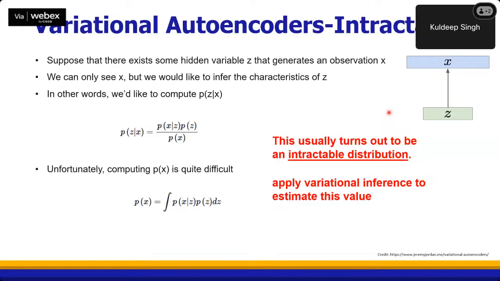This is the decoder part. Suppose we have a hidden variable Z in the latent space, and this generates the observation X. So this is the reconstruction part here. Now here, what we can see is only the X, but we want to infer the characteristics of Z. Here we are talking about the generative, the decoder part. So what does the decoder do? The decoder basically learns the distribution of Z.